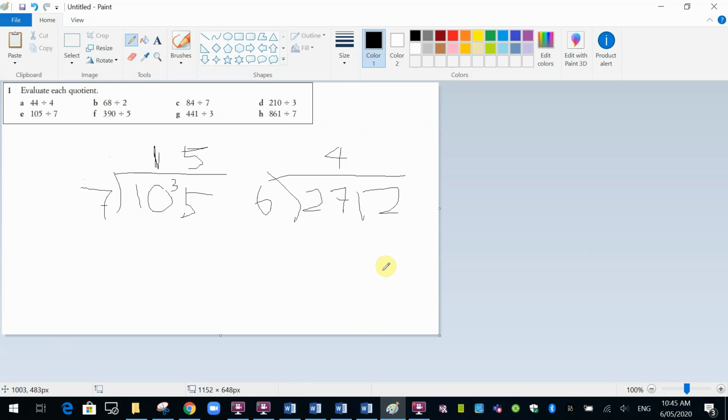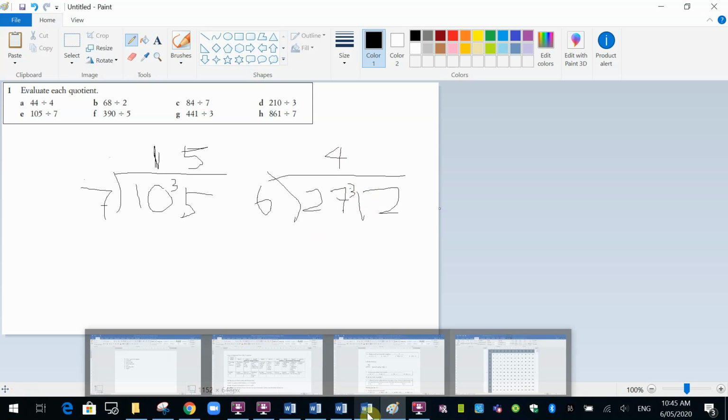4 times 6 is 24. That leaves us a remainder of 3. Oops, 3. Let's try that again. Here we are. And now we've got these two numbers to deal with, 31. Let's have a look at the timetable.